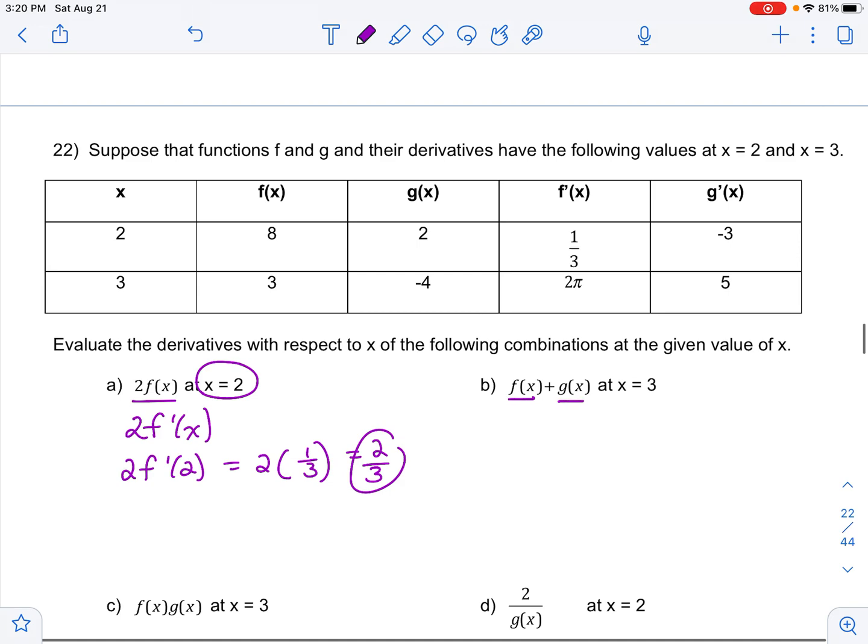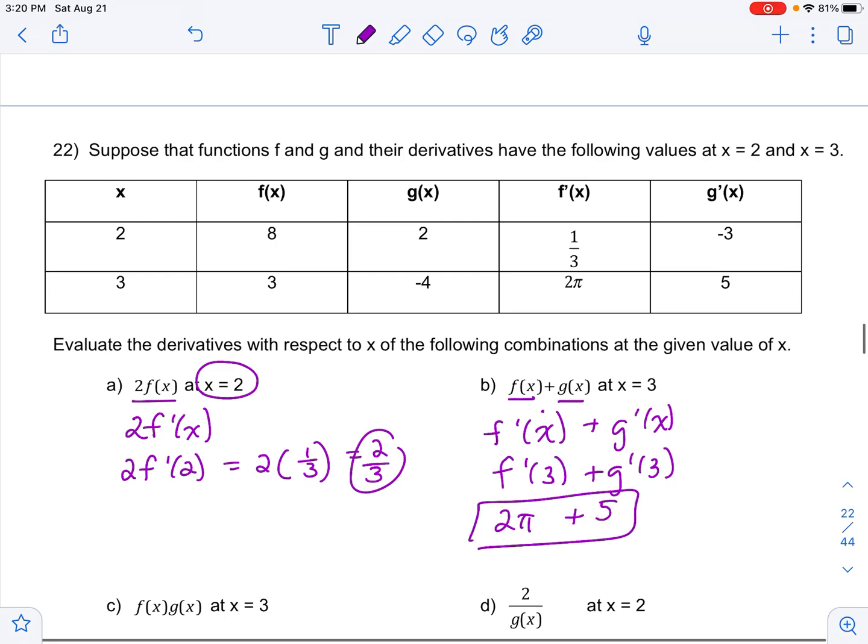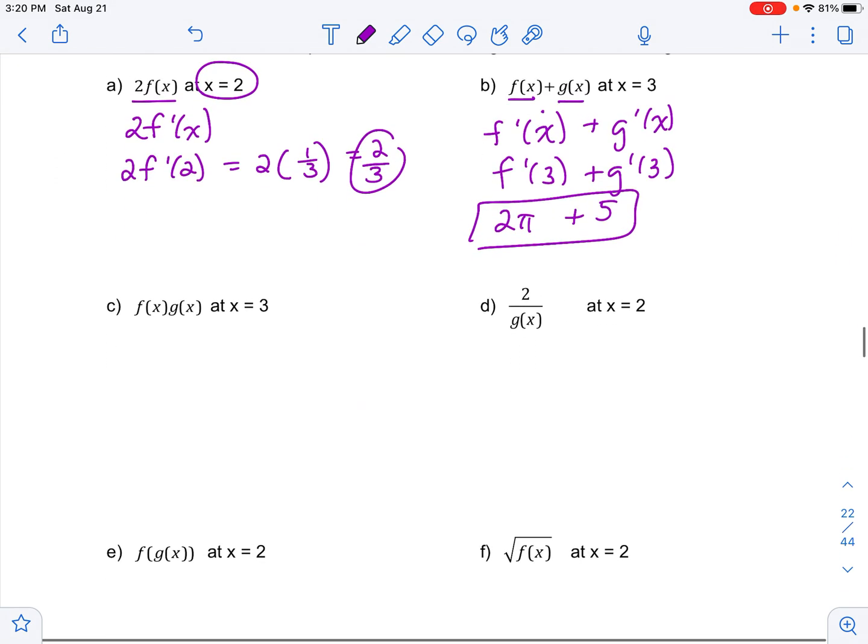This is just the idea that when we're adding, we're just going to take the derivative of each piece separately. So this is really f prime of, I'll just do it in terms of x first, x plus g prime of x. And then I'm going to go ahead and plug in the 3. So f prime of 3 plus g prime of 3. And f prime is 2 pi.